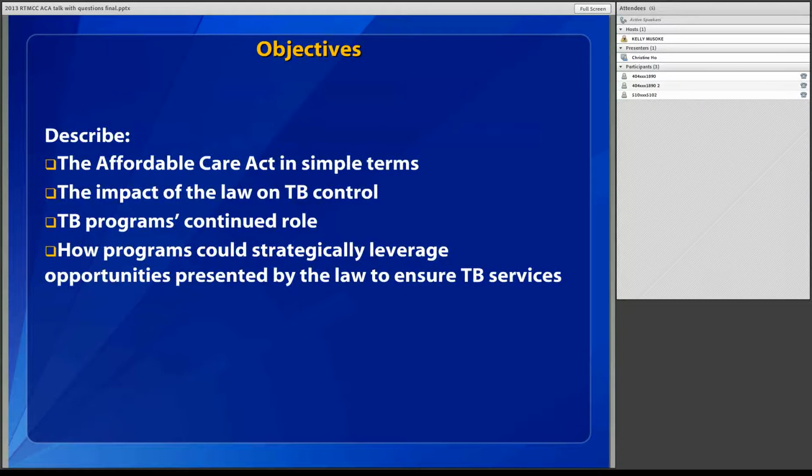So the objectives are: 1, to describe the Affordable Care Act in simple terms that you can understand; 2, the impact of this law on TB control; 3, the TB program's continued role; and 4, how programs could strategically leverage the opportunities presented by the Affordable Care Act to ensure TB services.